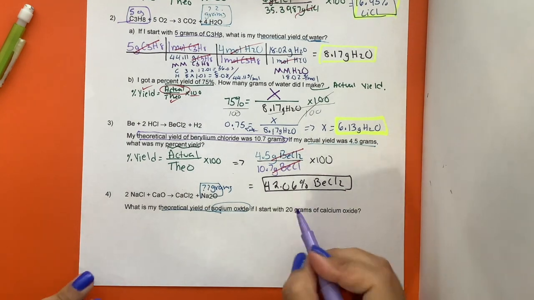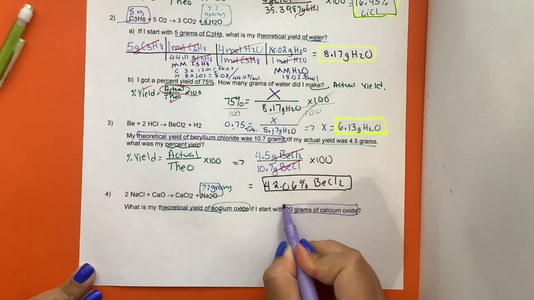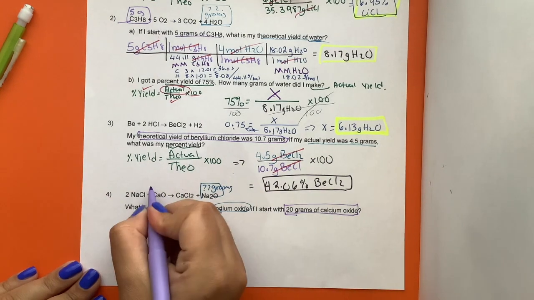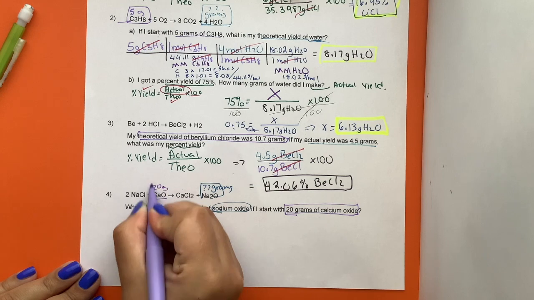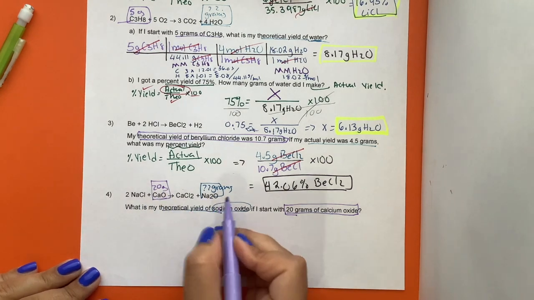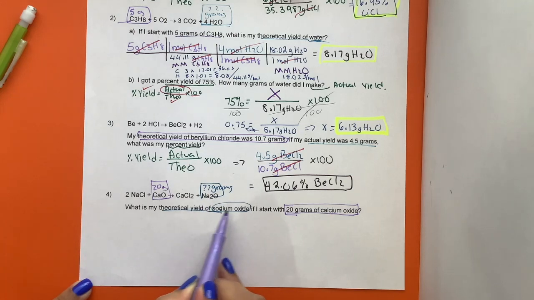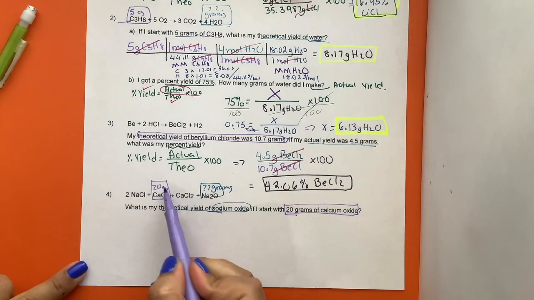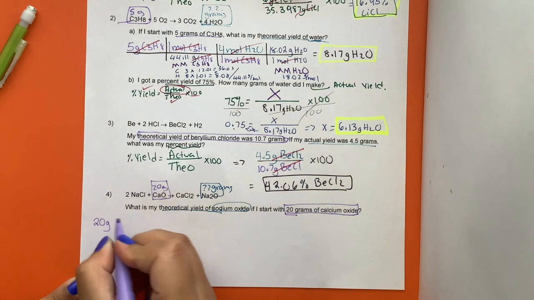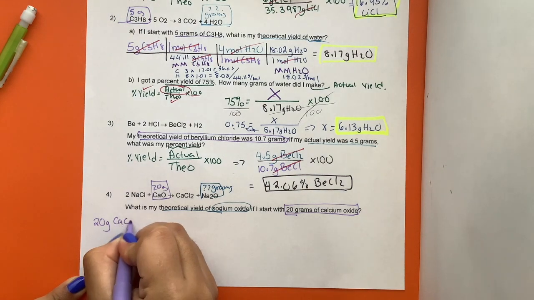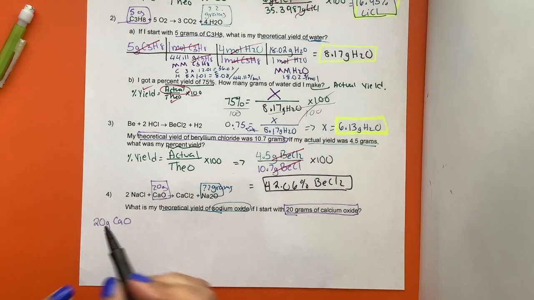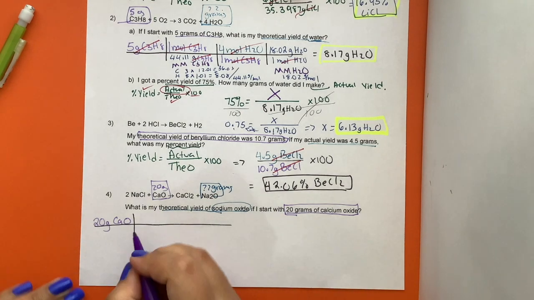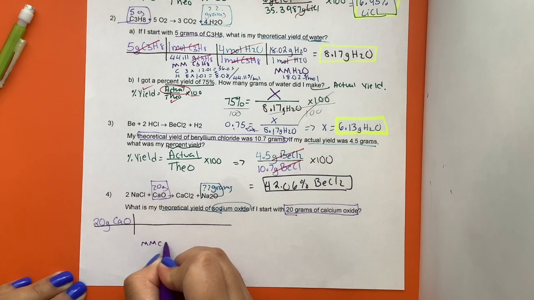If I start with 20 grams of calcium oxide, calcium, Ca, oxygen is O, so is this. If I start with 20 grams of calcium oxide, how much product in grams am I going to produce? How many grams of sodium oxide can I produce? What is my theoretical yield? Okay, so I'll have to do stoichiometry, starting with 20 grams of CaO. Since I am in grams, my first step is going to be to use the molar mass of CaO.